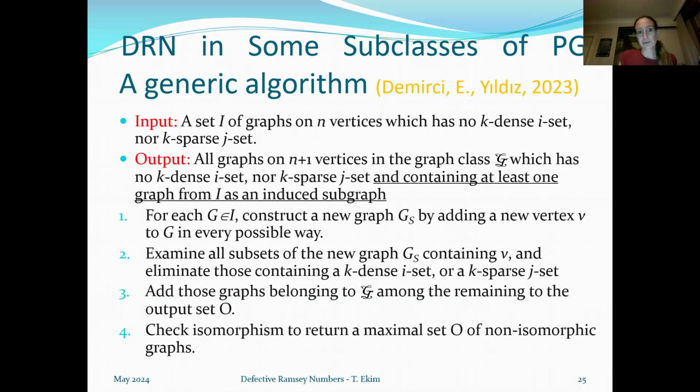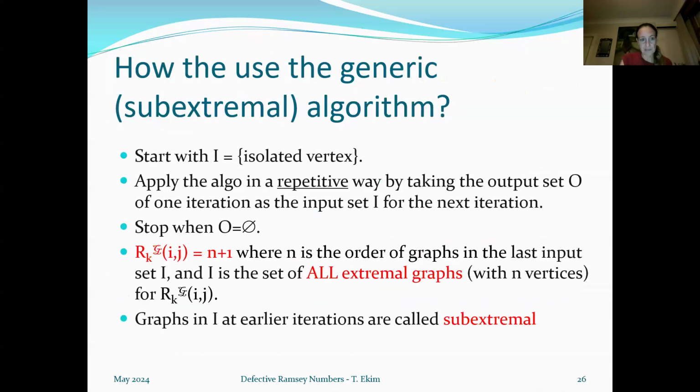Well, there are several issues here. This is generic, and the efficiency depends on several implementation details. Adding a new vertex in every possible way, checking all subsets containing this new vertex, and checking whether the obtained graph belongs to the graph class. This is what we call the graph recognition problem, whether the given graph belongs to the given graph class or not, and isomorphism, of course.